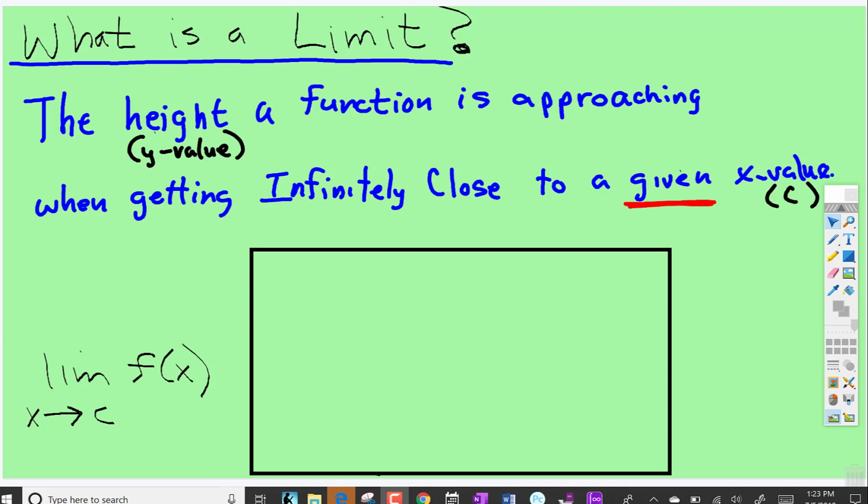Okay, I'm going to try to give you a visual idea of what a limit is because it can be pretty confusing for some reason. So, one way to think about it is the height of a function, the height a function is approaching, right? How tall, what is the height getting really, really close to when we are getting infinitely close to a given x value?